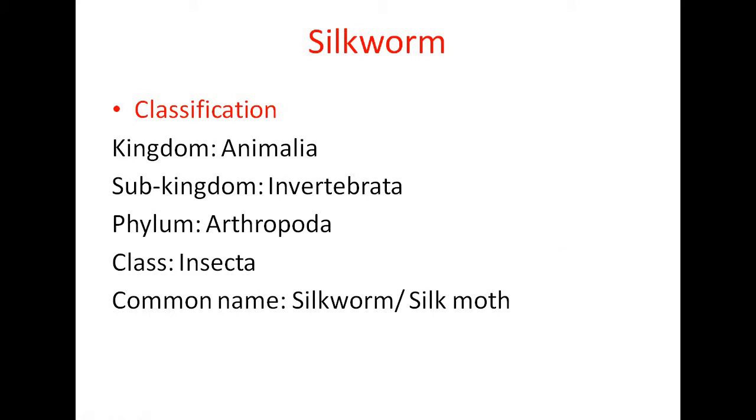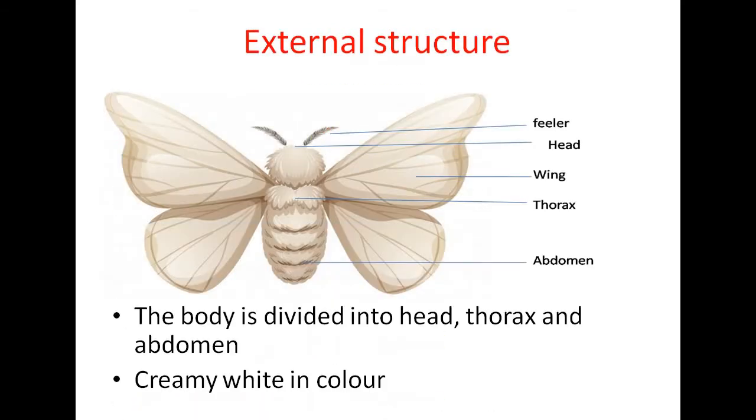If we classify the insect silkworm, since it is an insect, it falls under the phylum Arthropoda. If we see its classification, its kingdom is animal, subkingdom Invertebrata, phylum Arthropoda, class Insecta, and its common name is silkworm. We can call it silkworm or silk moth.